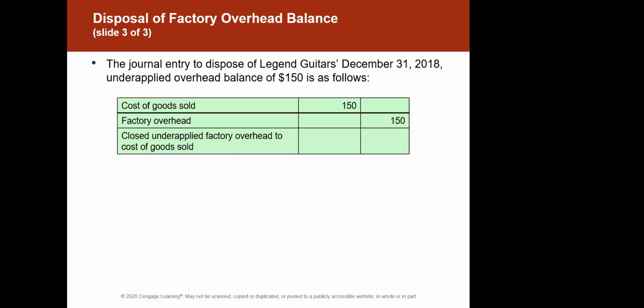So here's the journal entry for Legend Guitars. They ended the year with a debit balance in factory overhead of 150. So they were underapplied. So they adjusted that by crediting factory overhead 150 and debiting cost of goods sold. So they had a little bit more expense than their estimate led them to believe at the end of the year, $150 extra cost of goods sold expense. If it had gone the other way, they would have actually reduced their expenses a little bit.